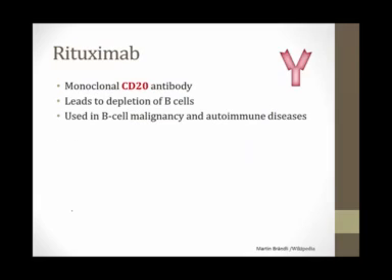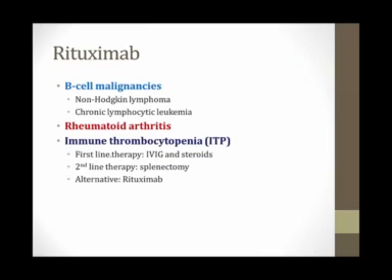Our next drug is rituximab, which is a monoclonal CD20 antibody. It binds to the CD20 surface marker on B cells and leads to the depletion of B cells. And this is beneficial in B cell malignancies and also in some autoimmune diseases where B cell proliferation leads to overproduction of antibodies. Some of the B cell malignancies where rituximab has been used include non-Hodgkin lymphoma and also CLL.